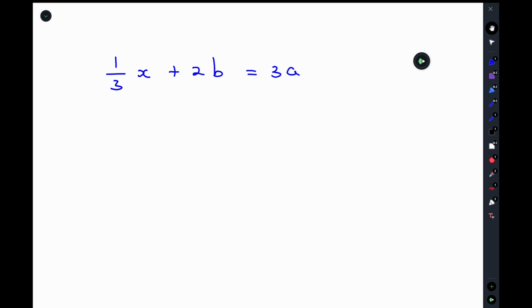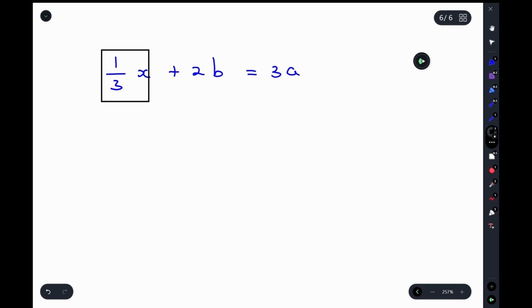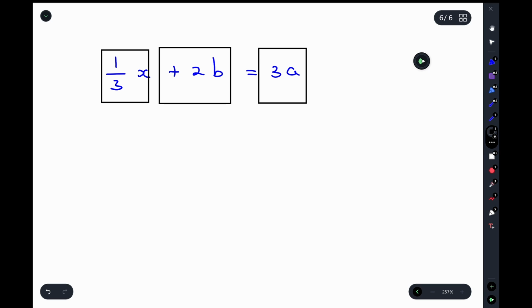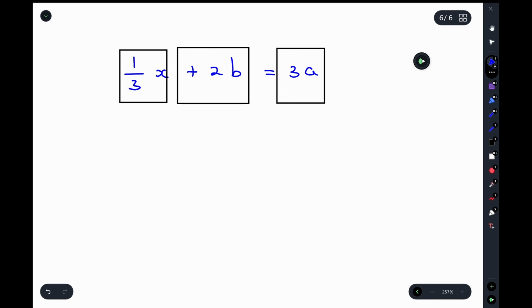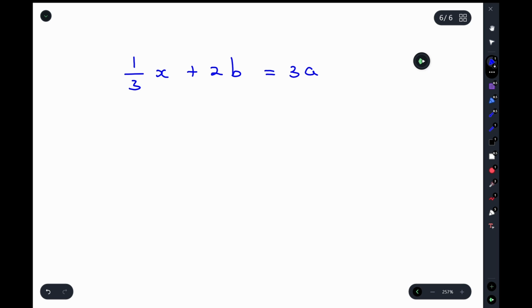Now one more time, I want to make x the subject of this formula. I have 3 terms, 1/3 x, or positive 1/3 x, positive 2b, and positive 3a. So those are my 3 terms. Now, the first thing I want to do is any term not containing the subject, which is x, must be moved to the other side of the equation.